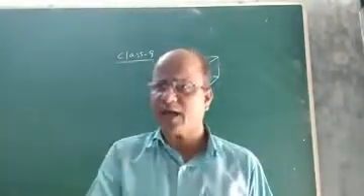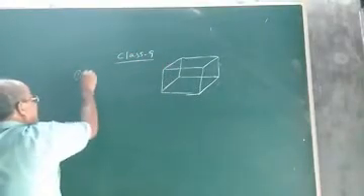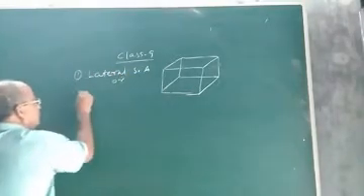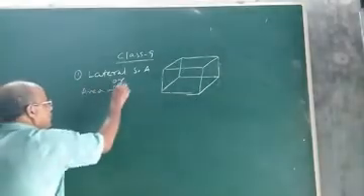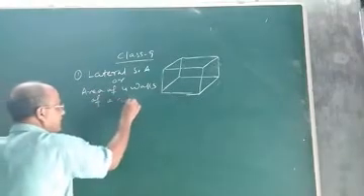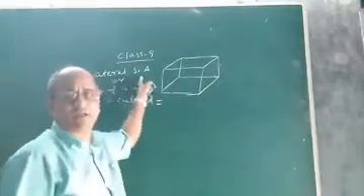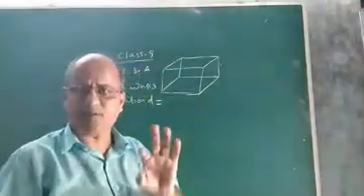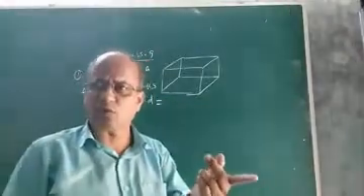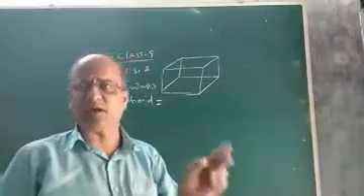So what is the formula to find the lateral surface area of a cuboid? Lateral surface area is also known as the area of four walls. How can we find the area of four walls of a cuboid, which is also known as the lateral surface area? Lateral surface area means other than the base and top, whatever four surfaces remain, if you find the area of those four surfaces of the cuboid, it will give you the lateral surface area, otherwise known as the area of four walls.